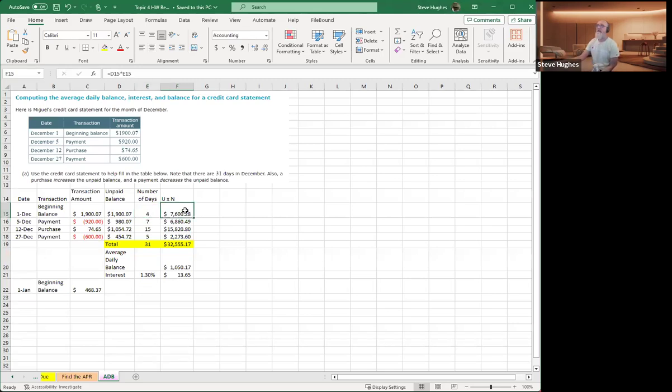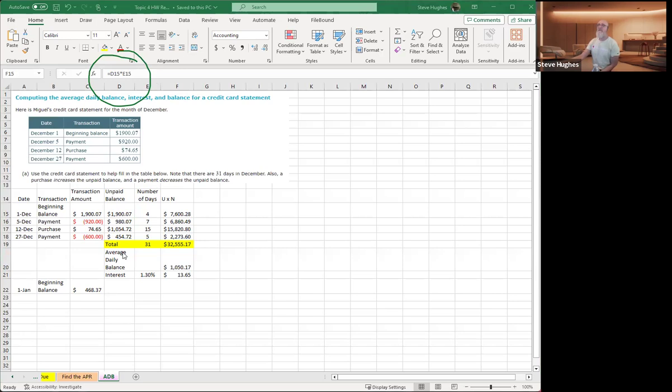Then I multiply U times N. That is the unpaid balance times the number of days. Everybody notice how I did that in Excel, right here, with my formula. D15 times E15.